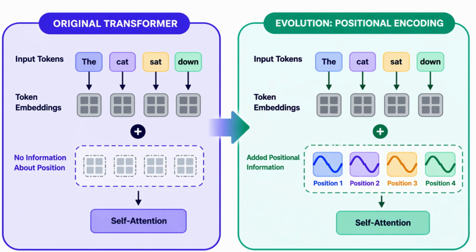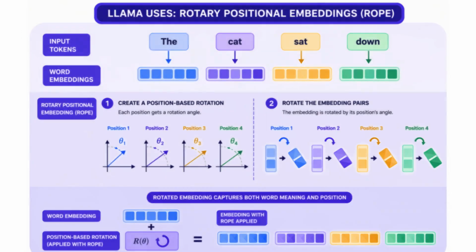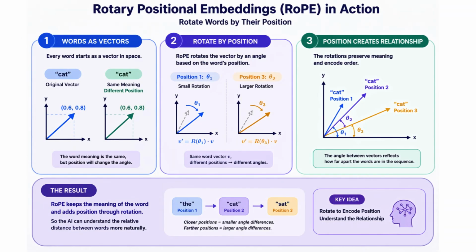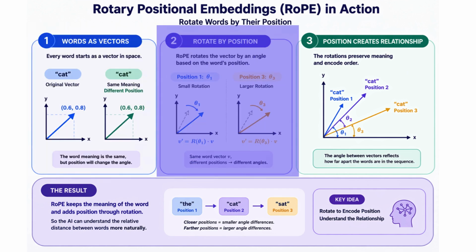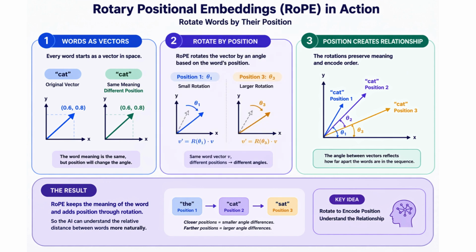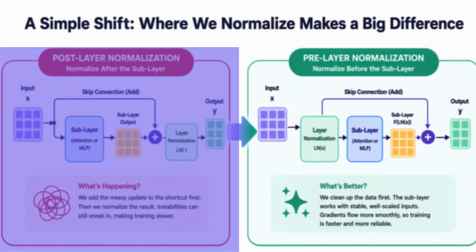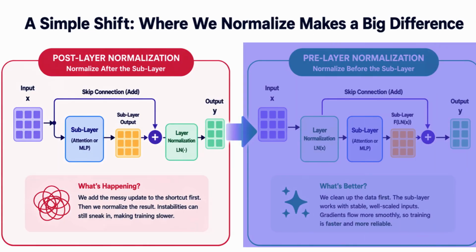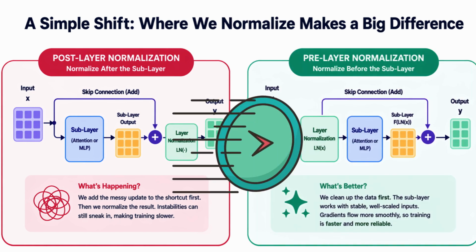One key evolution is how the model understands the order of words. While early models added fixed mathematical curves to word embeddings, modern models like Llama use Rotary Positional Embeddings, RoPE. This technique rotates the mathematical vectors of words in space based on their position, allowing the AI to understand the relative distance between words more naturally. We also saw improvements in how models stabilize their learning, moving from post-layer normalization to pre-layer normalization, a simple shift in where we clean up the data that dramatically speeds up training.